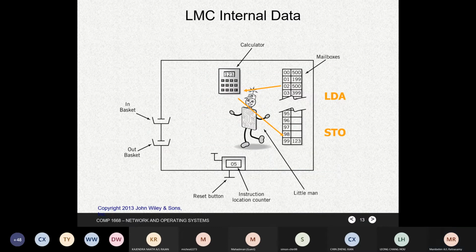All right. So you have load and store. Load the data from the mailbox to the calculator. Once the calculator generates some output, you store it back into the mailbox. So this is exactly what is happening inside the computer system. All right, with that, let me move on.